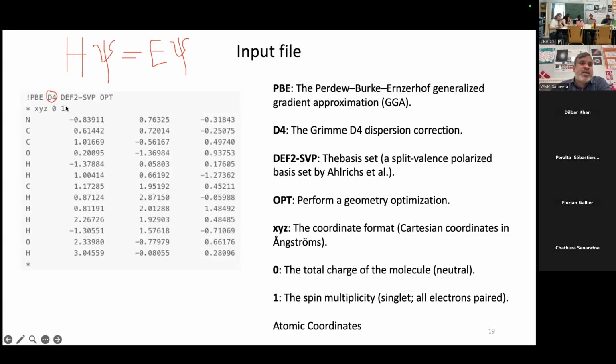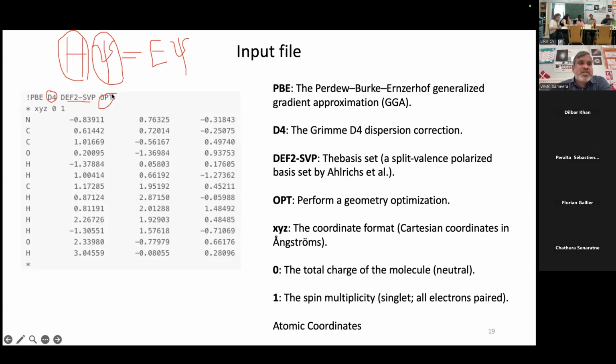Def2-SVP is the basis function. This is called the basis set that defines the wave function here. So we want a density functional theory to define the Hamilton operator, and then a basis set to define the wave function. We are not really solving the Schrodinger equation. I just use the Schrodinger equation for illustration purposes. So we are solving the Kohn-Sham equations, which is DFT.